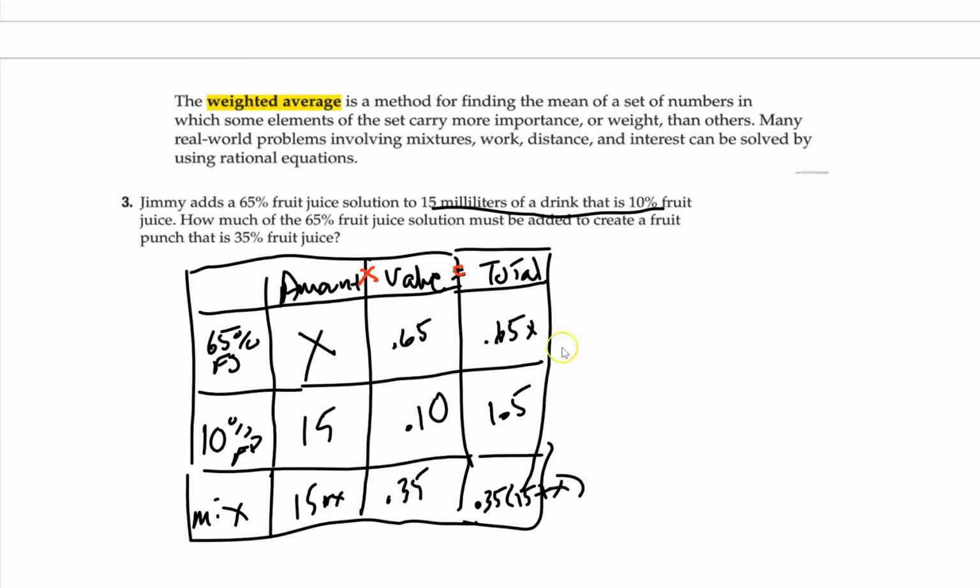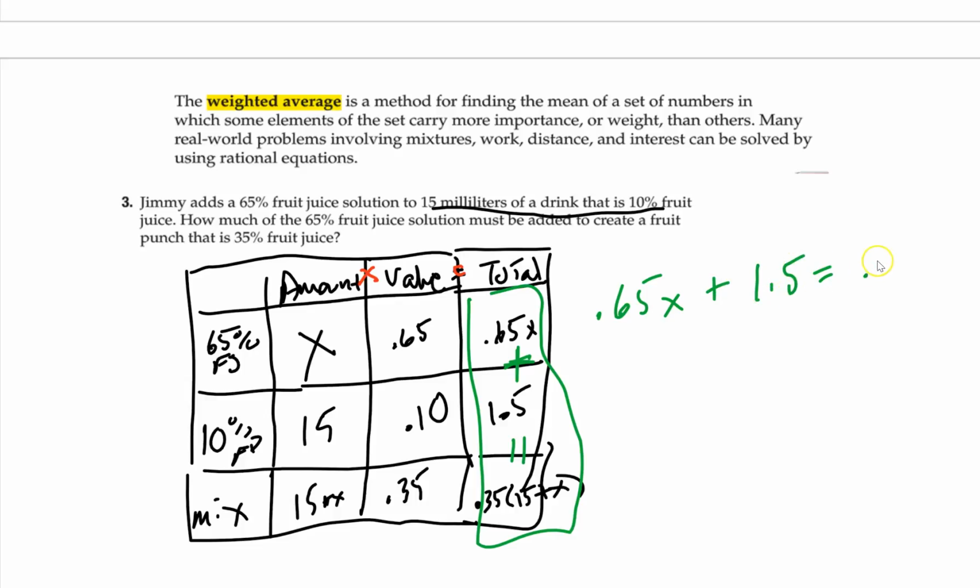And it's always the same way that we make this equation. We add this fruit punch here, which is this fruit juice, plus this fruit punch to get our mixture. We add these two columns to get that third column. And that's our equation, right? It's kind of the amount times value equals the total.